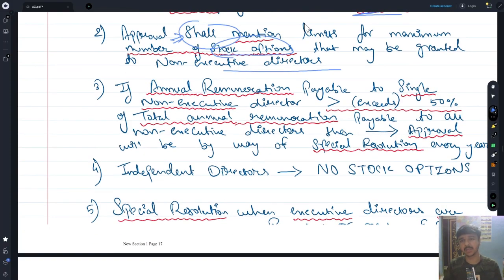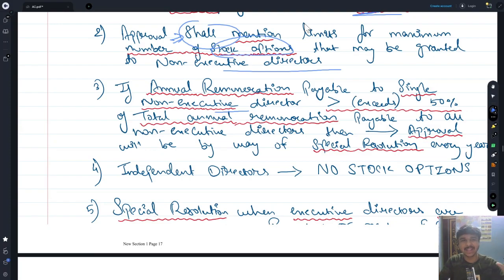Now the third special point is that if the annual remuneration payable to a single non-executive director exceeds 50% of the total annual remuneration payable to all non-executive directors, then approval will be by way of special resolution. Sir, this was something above head. What was this? Such a big statement.